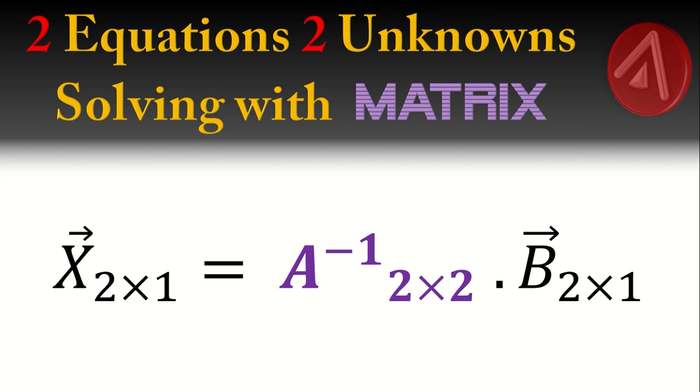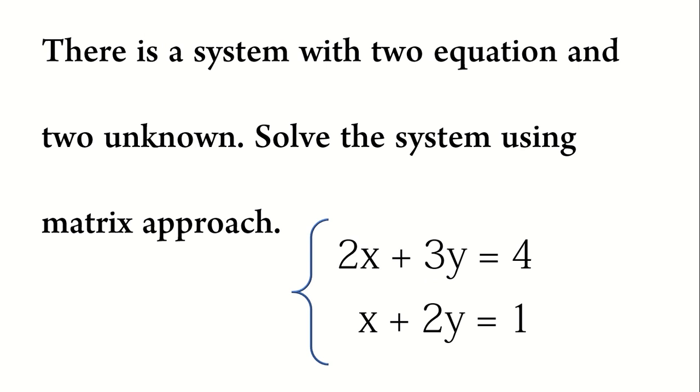In the next slide we have a question. Read the question aloud. There's a system with two equations and two unknowns. Solve the system using the matrix approach. Here we have the system 2x plus 3y is equal to 4 and x plus 2y is equal to 1. So there are two equations and the unknowns are the x and y variables. The approach is to get the x and y numbers from this system.